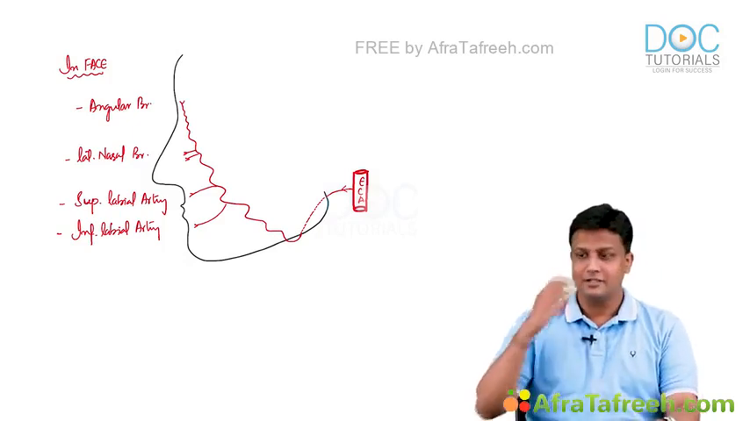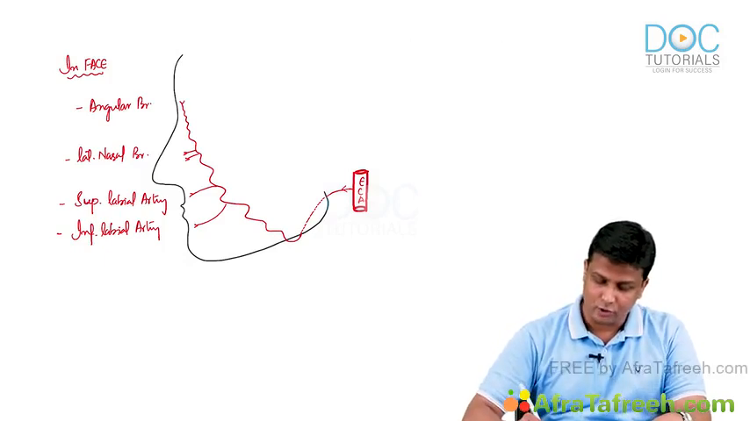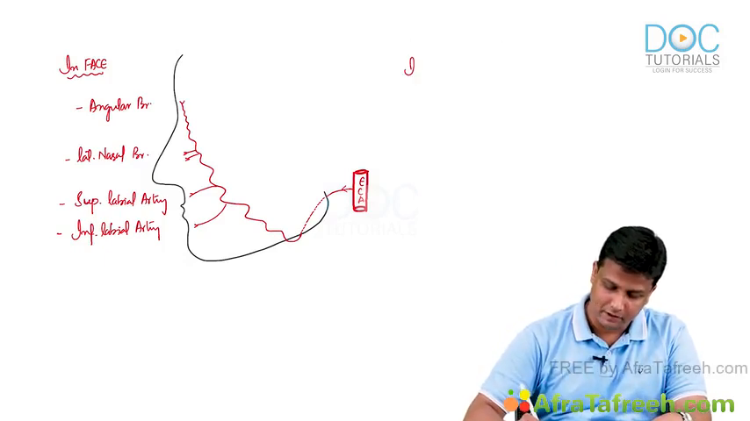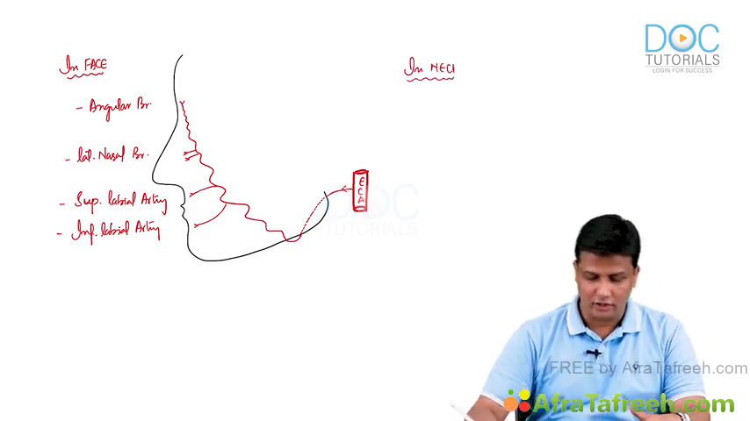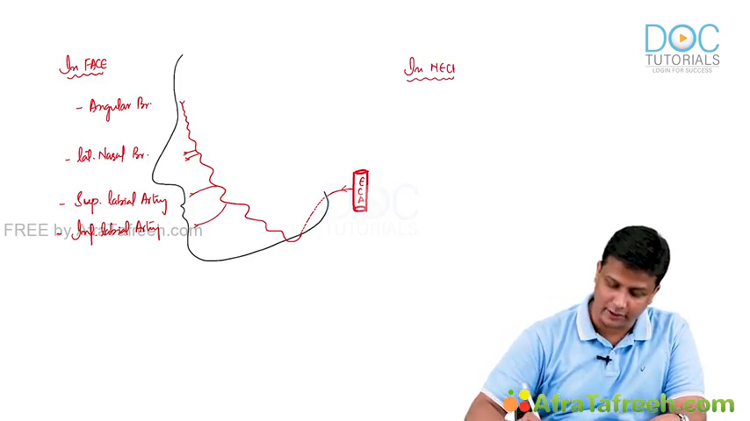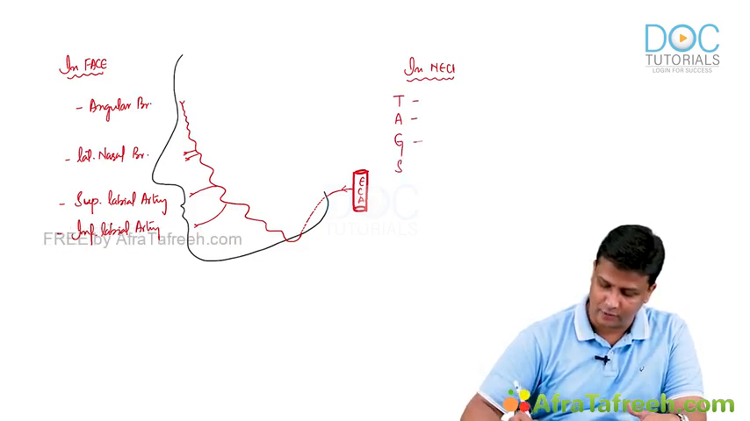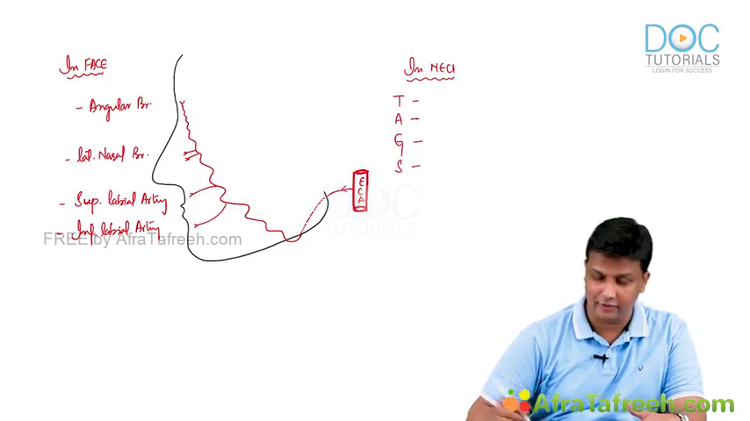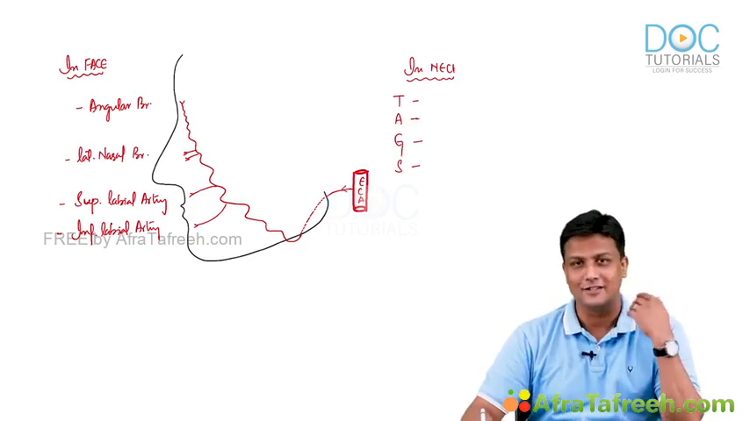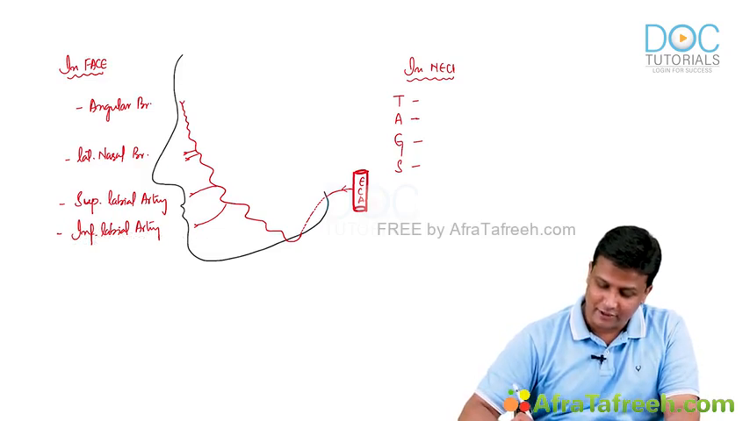Now once you are done with the branches in the face, welcome to the branches given in the neck region here, guys. So in the neck, I'm just writing here. Now what are the branches given by the facial artery in the neck region? Those branches we are going to remember like T, A, G, S, tags. Nowadays tagging is a trend online. So we are going to tag four branches in the neck region. So tags. T stands for tonsillar artery.